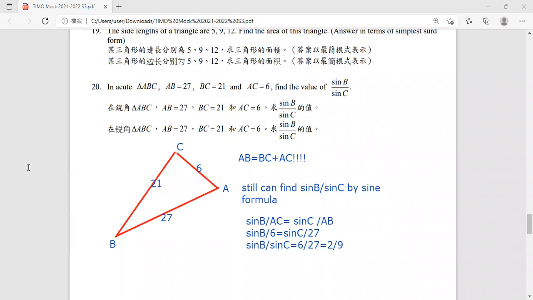Now for those who don't know what the sine formula is, you can use this diagram to illustrate. Actually, I will use the other way: BC over sine A, which has more information on it. AB over sine C, AC over sine B, which equals 2R.